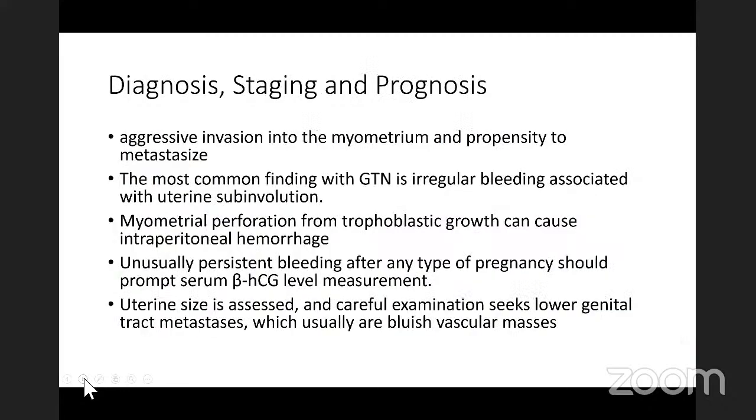Aggressive invasion into the myometrium and propensity to metastasize is a characteristic of your GTN. The most common finding is bleeding associated with uterine subinvolution. You have myometrial perforation from trophoblastic growth, which can cause sudden intraperitoneal hemorrhage. Bleeding after any type of pregnancy should prompt serum beta HCG level measurement. Uterine size is assessed, and careful examination should seek lower genital tract metastases, which usually are bluish vascular masses.